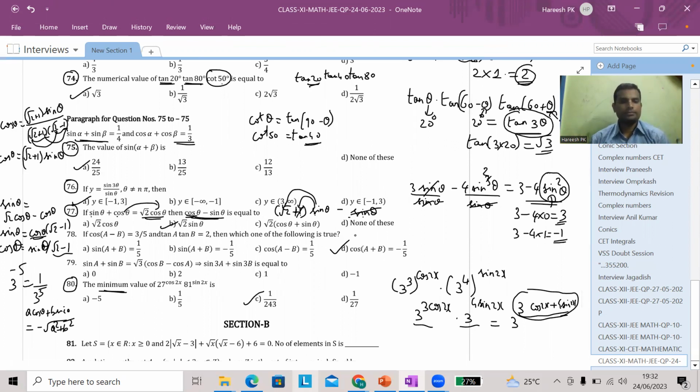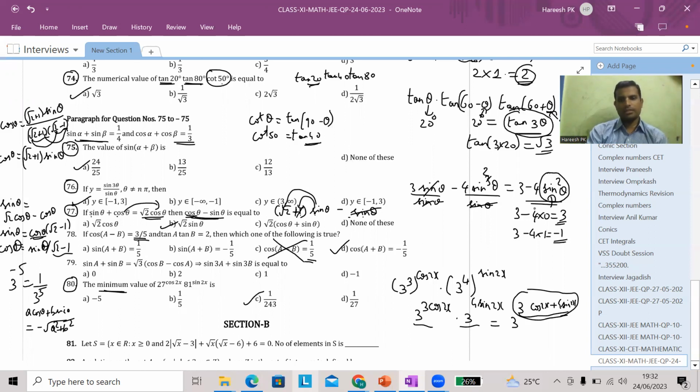Isn't it? So directly we can see this is a dummy option. Because cos of a minus b they have given us 3 by 5, it can't be 1 by 5. So the rest of the options are in terms of a plus b, either sin a plus b or cos a plus b. But it's appropriate to use cos a plus b because you know cos a cos b, and sin a sin b also. So that is the answer.